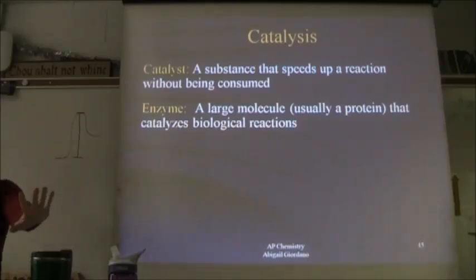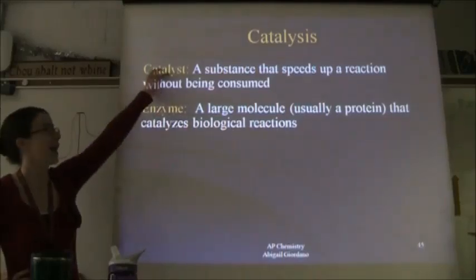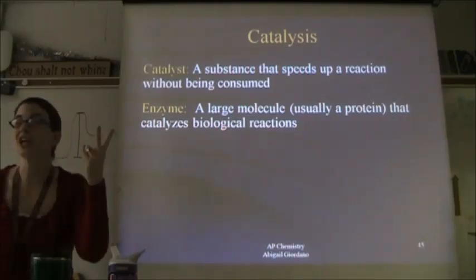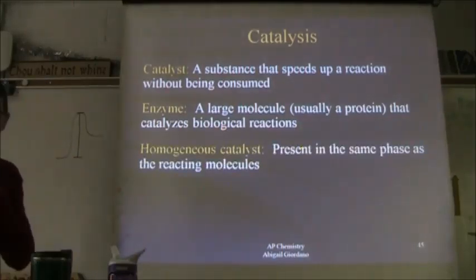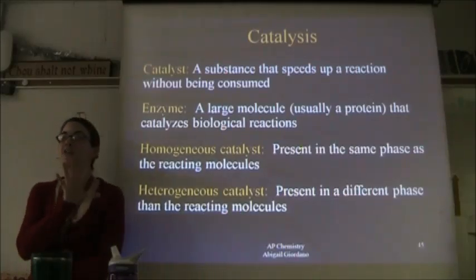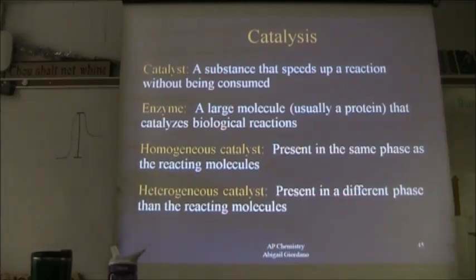So go with me on this. Are all enzymes catalysts? Are all catalysts enzymes? No. There's two types of catalysts out there, ladies and gentlemen, homogeneous and heterogeneous. And I'm going to give you an example of a heterogeneous catalyst that you come across every day in your life. You don't even think about it.